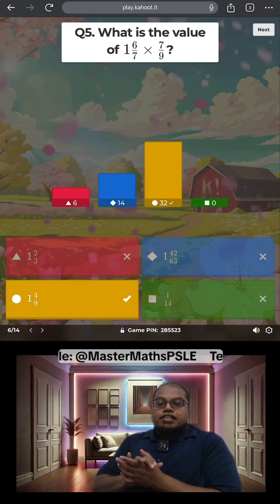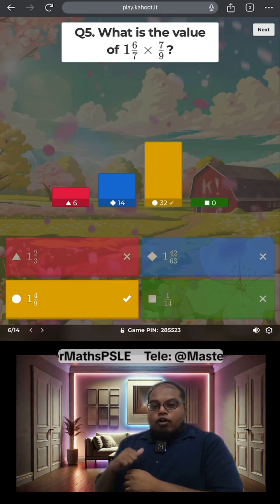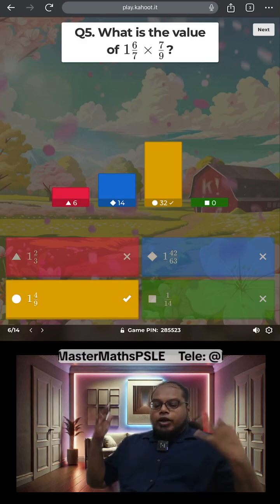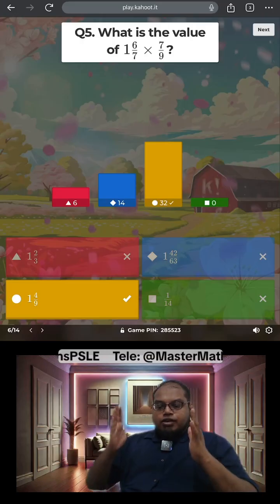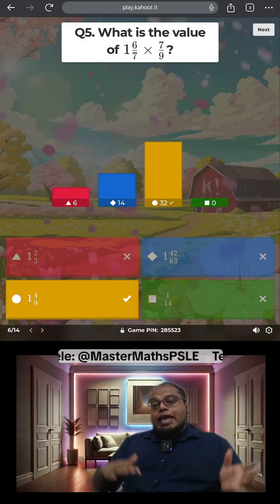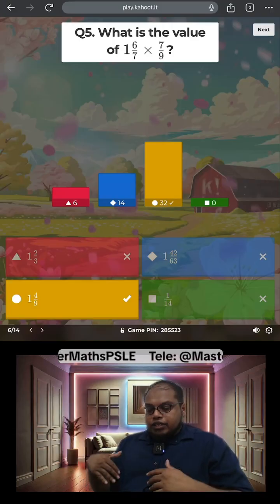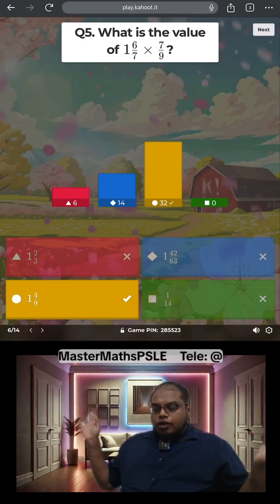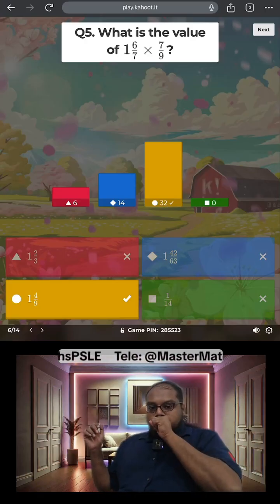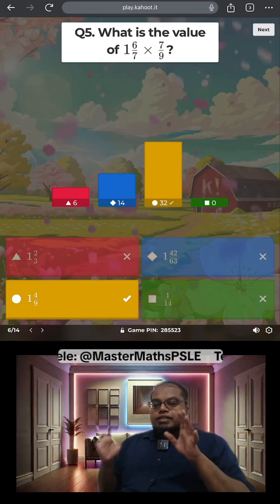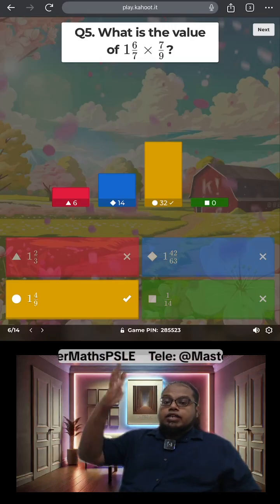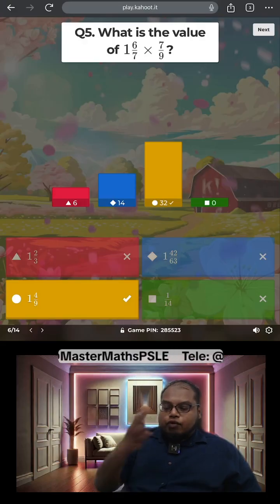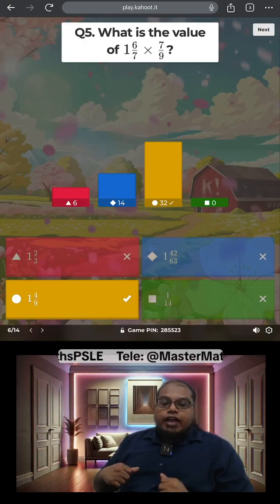Yes, the answer is 1 and 4 out of 9. It's not 1 and 2 over 3. If you had just multiplied the 6 over 7 with the 7 over 9, you may end up with 1 and 2 over 3, or 1 and 42 over 63, where both are wrong. The answer is, if you convert the 1 and 6 over 7 to an improper fraction, then multiply by 7 over 9, you will get 1 and 4 out of 9.